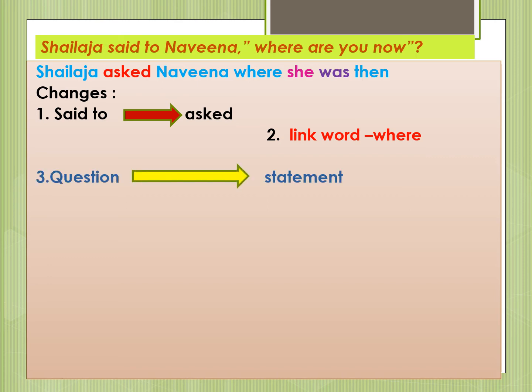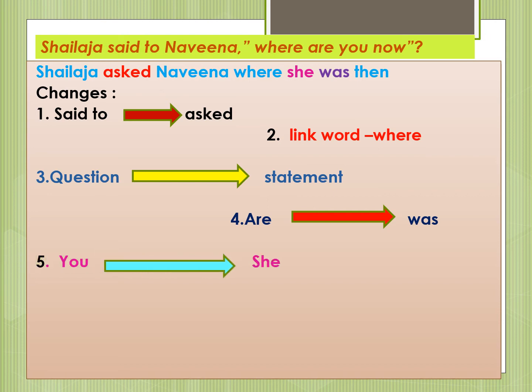Third change. Question is changed to statement. Where are you now is a question. It is changed to a statement. Where she was then. Fourth change. The tense of the direct speech is changed. The present tense are is changed to past tense was. Fifth change. Pronoun you is changed to she.